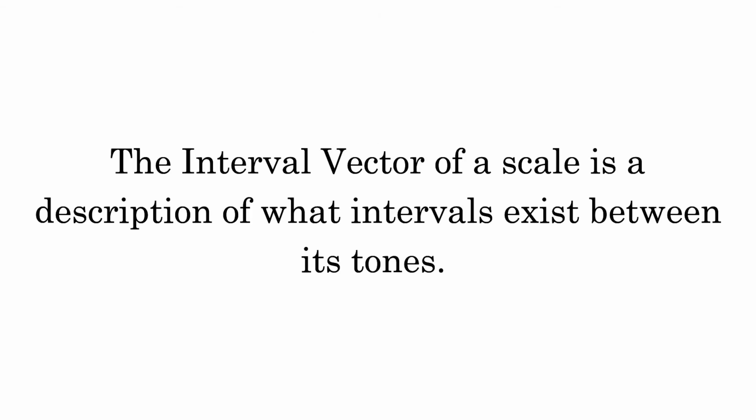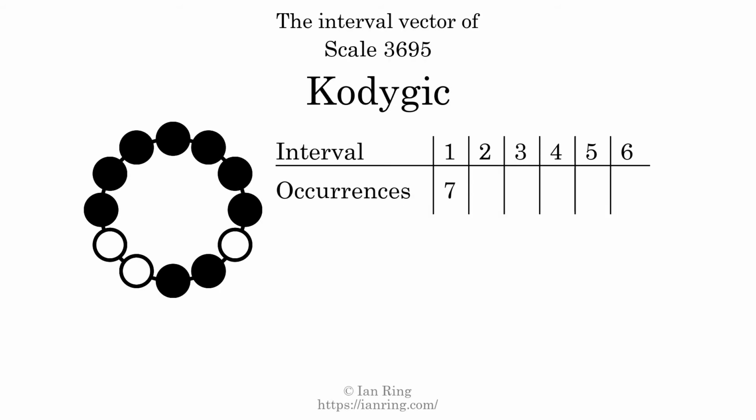The interval vector of a scale is a description of what intervals exist between its tones. There are 7 intervals with the size of 1 semitone. They are here, here, here, here, here, here, and here. There are 6 intervals with the size of 2 semitones. They are here, here, here, here, here, and here.